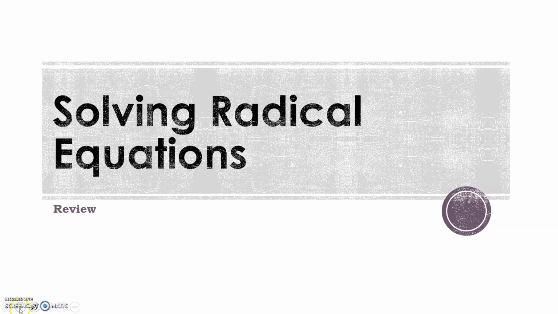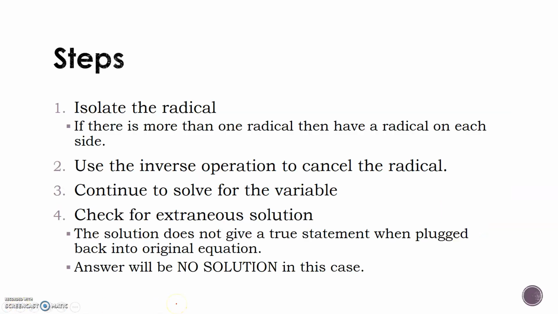So first, we'll look at the steps for solving a radical equation. First, you want to isolate the radical, and if there's more than one radical, then you want a radical on each side of the equal sign. Use the inverse operation to cancel the radical.